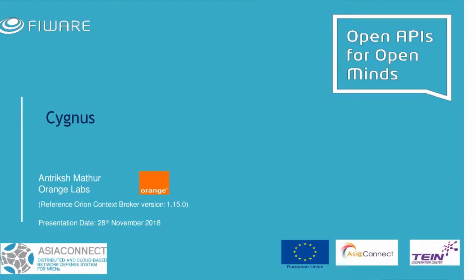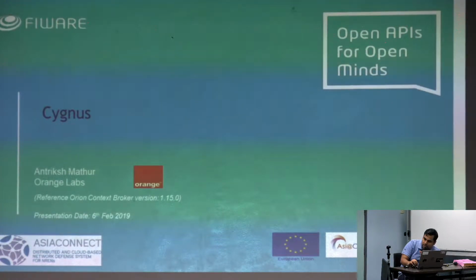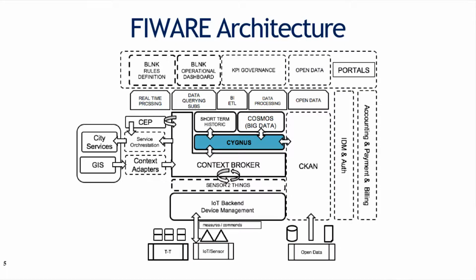Okay, so we'll talk about the Cygnus enabler. So we talked a lot about the FIWARE context broker. Now we'll talk about the Cygnus enabler, which is, as I told you, kind of a messenger, and for your historical analysis of the data that is coming from your sensors or other sources. So Cygnus is just above the context broker in this architecture, as you can see.